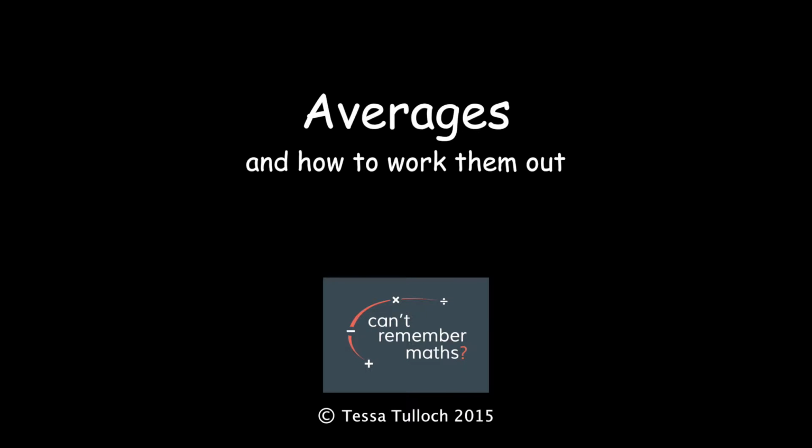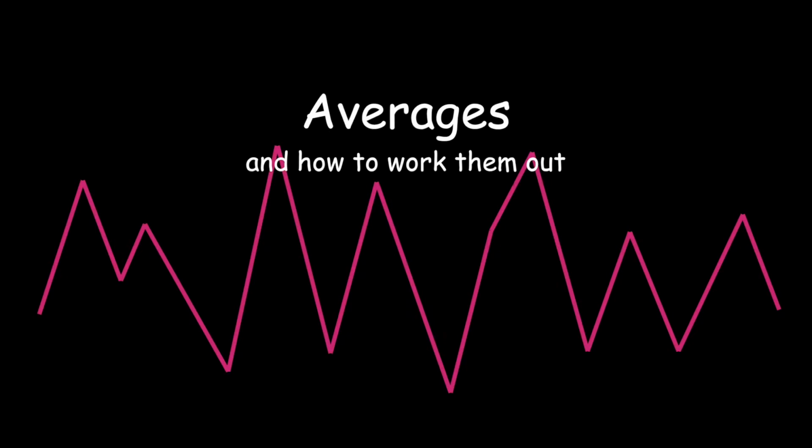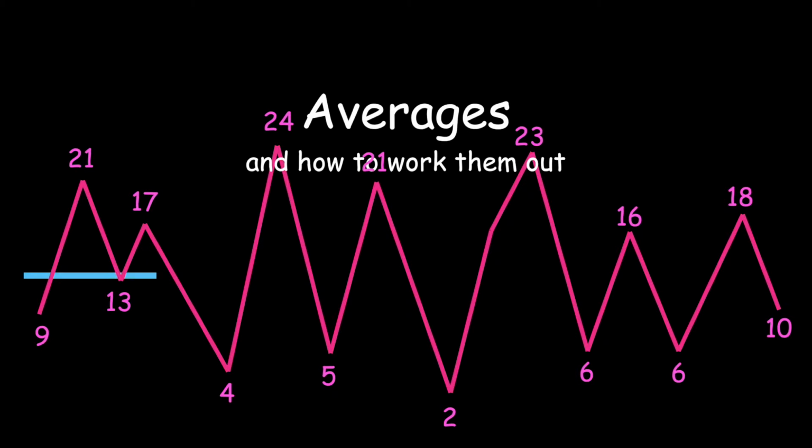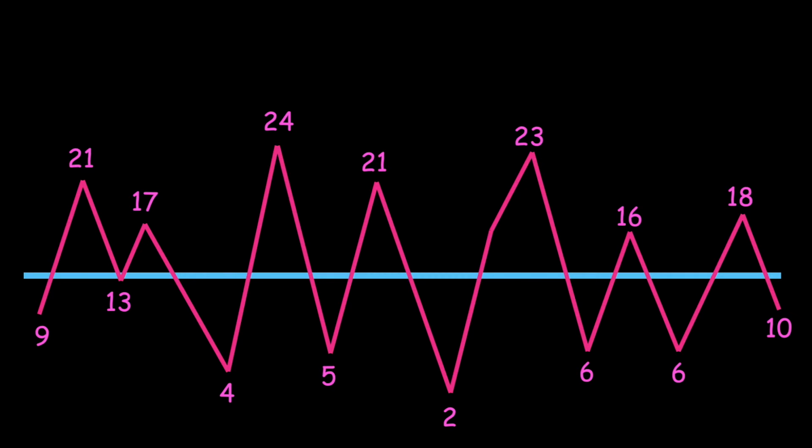Averages and how to work them out. An average value for a set of numbers is a way of trying to simplify them to give a general idea, to give a typical number for the group. There are several different kinds of average, but the most commonly used is called the mean, more accurately called the arithmetic mean. And that's what we'll talk about here.